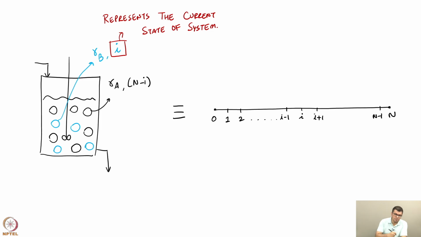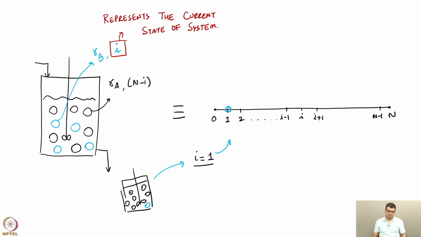So, if there is only one B type individual, let us say there is a scenario when I is equal to 1. So, in the chemostat system, the state of the system is the following: there are a whole bunch of A type individuals and there is only one B type individual. This is the state which corresponds to I equal to 1. In the number line system, that same state is represented by this particular point. I will say that my system is at this particular state as of this moment.